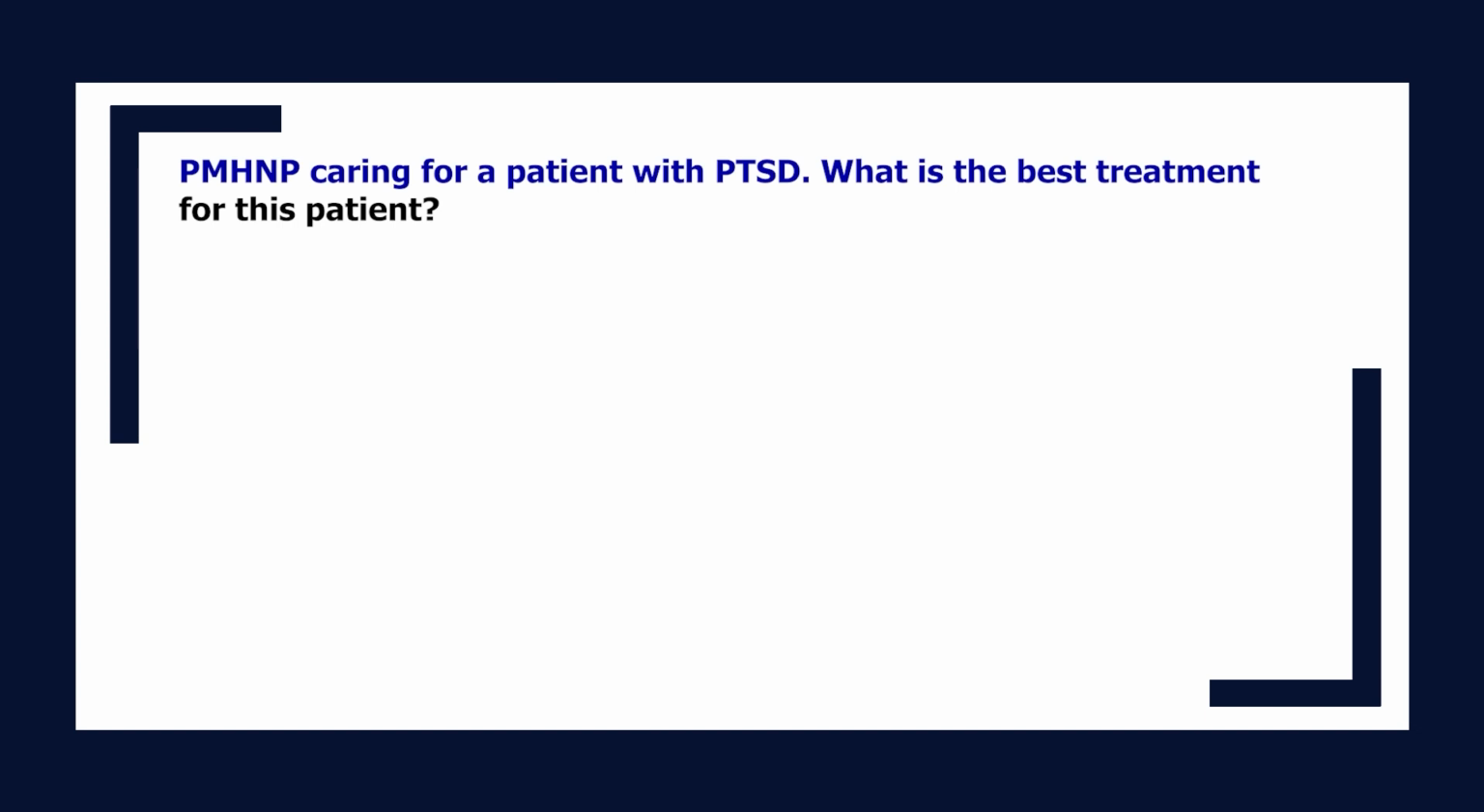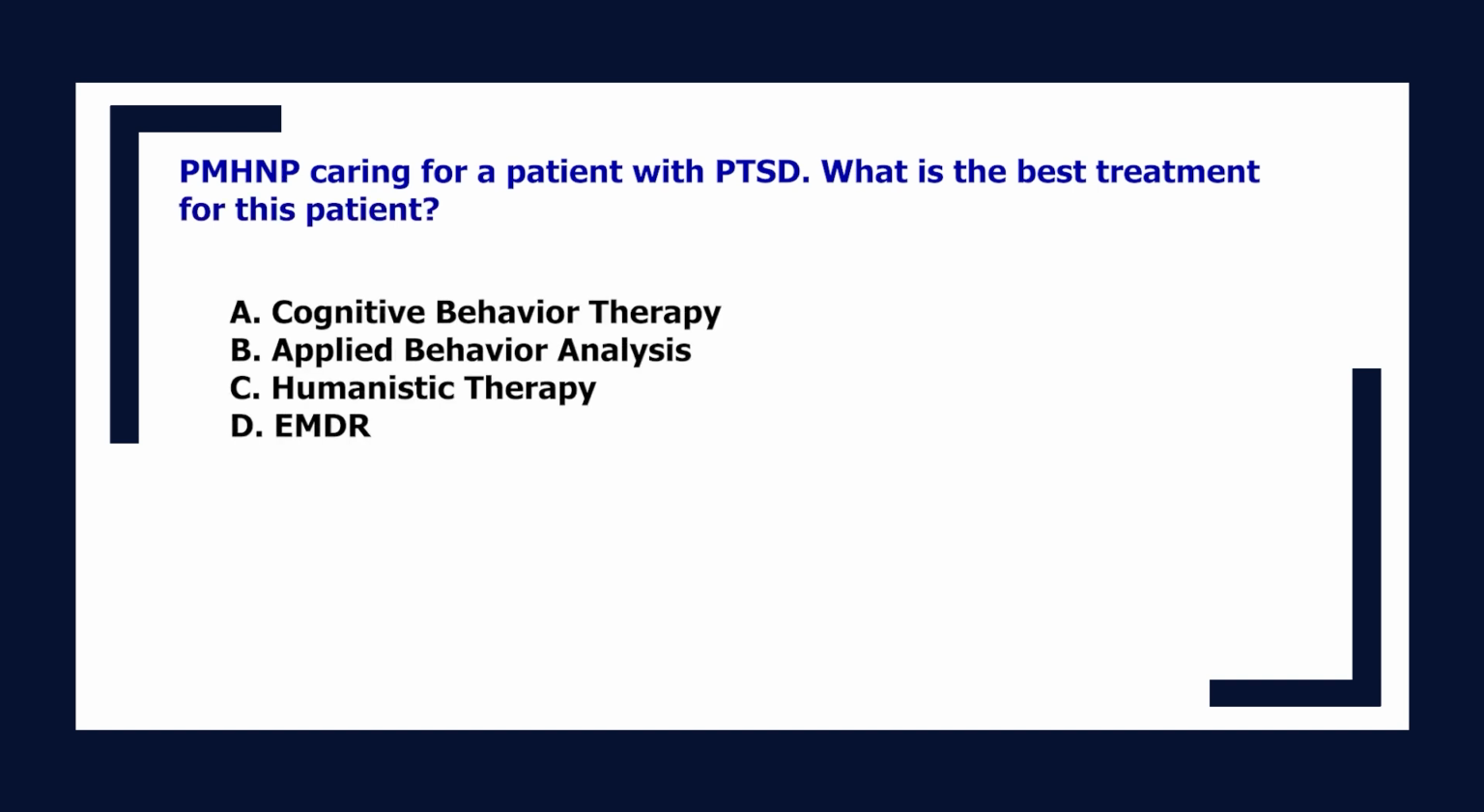PMHNP caring for a patient with PTSD. What is the best treatment for this patient? A. Cognitive behavior therapy. B. Applied behavior analysis. C. Humanistic therapy. D. EMDR. The answer is D. EMDR.